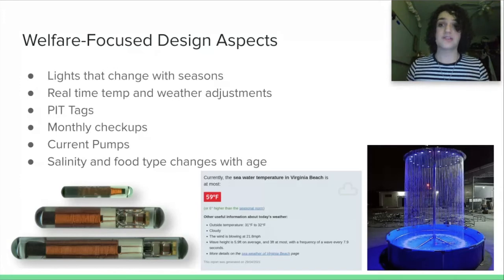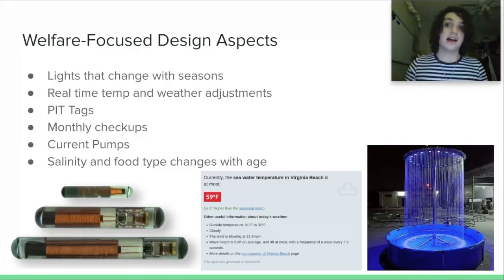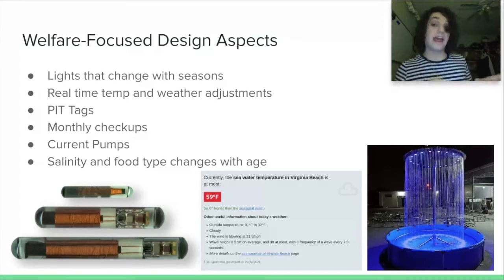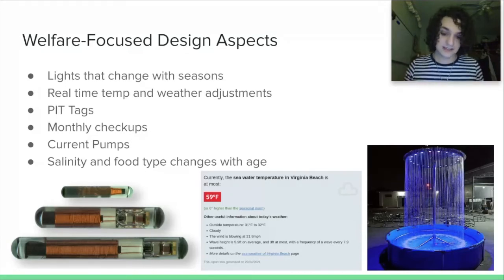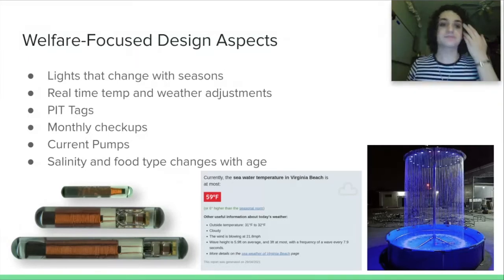So PIT tags are an expensive but extremely effective tag for elasmobranchs. The reason they're so effective is because they can be put in internally, so they cause no external issues, and actually don't cause any internal issues either. And as far as internal tags, they don't need any battery source, they don't have any electricity generation. They are only activated when a certain signal is sent. And so this is very useful for identifying individual rays.